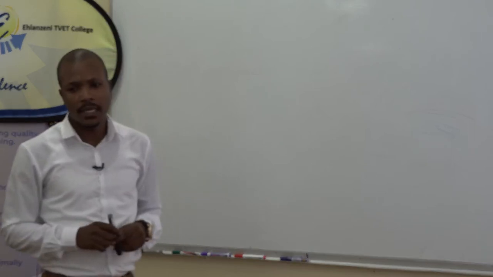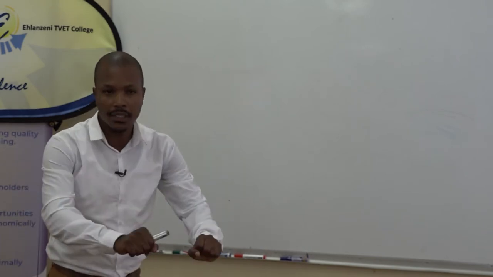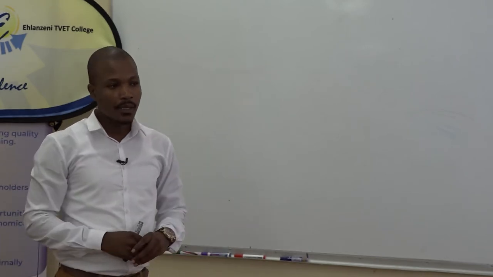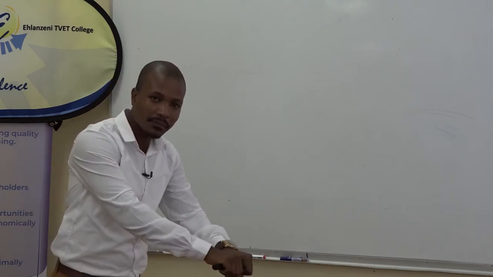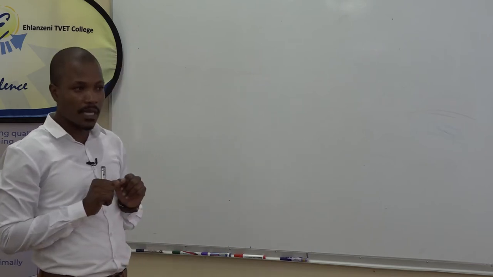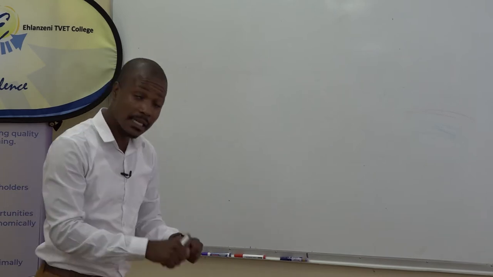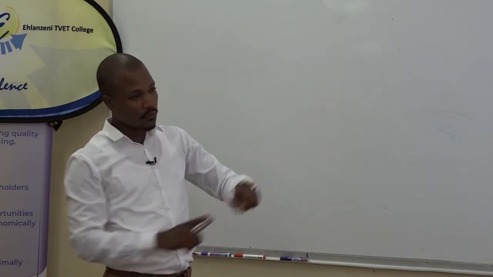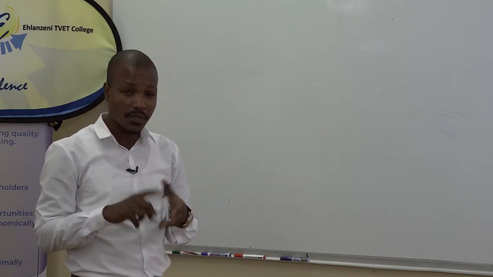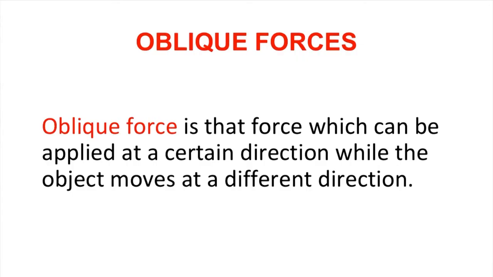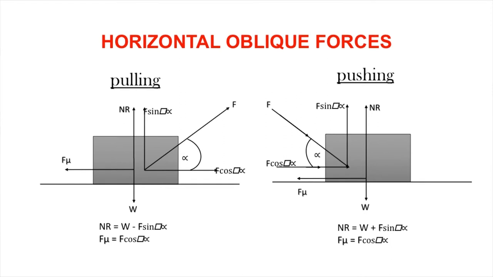Where do we find such forces in practice? Maybe for an example, when you are pushing a trolley in a shopping mall, you actually exert your force at a certain angle, right? You don't exert your force horizontally, but at a certain angle, and yet the trolley will move in a horizontal direction. So this means that an oblique force is an indirect force that is applied to an object, and the results are such that the object will move in a different direction.